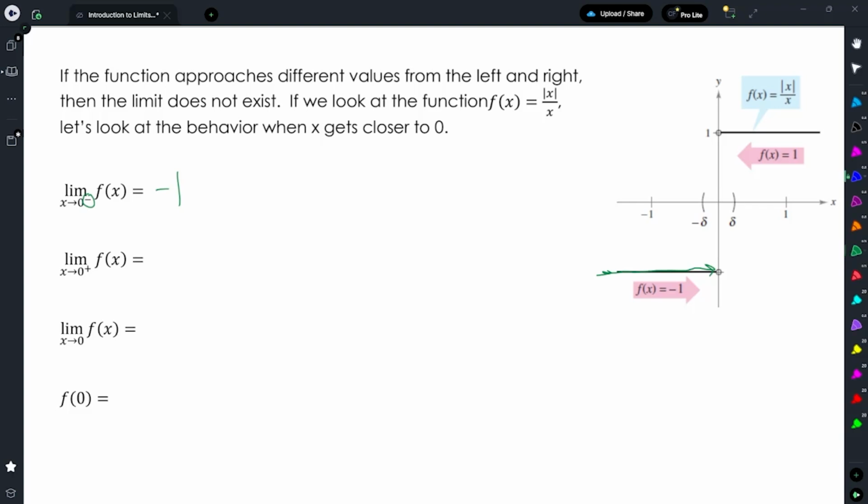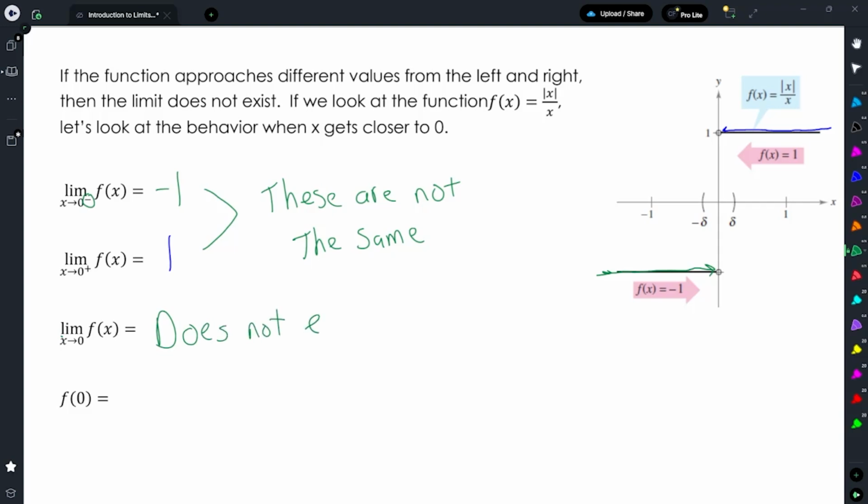Now if we go at it from the other side, the limit as x approaches 0 from the right. Follow that? The y value is getting closer to 1. So because these are not the same, obviously these are not the same, then we say that the overall limit does not exist. The limit as x approaches 0 of f of x does not exist. Or we can abbreviate that DNE.